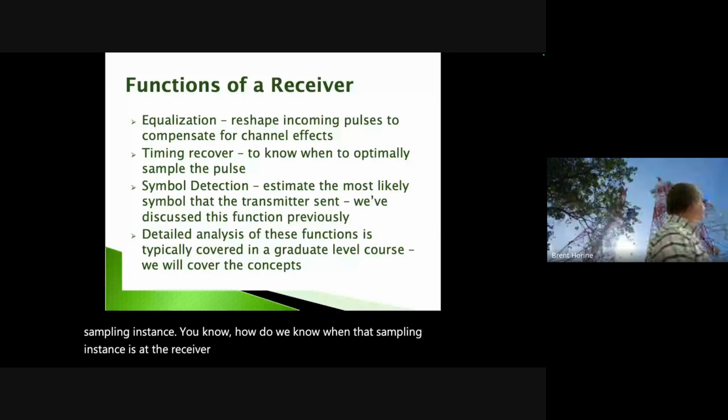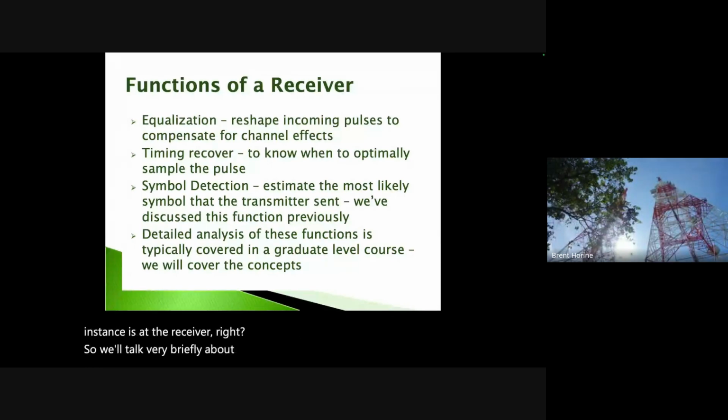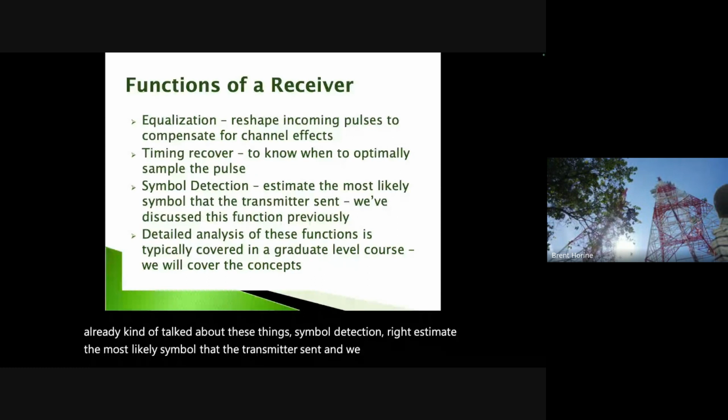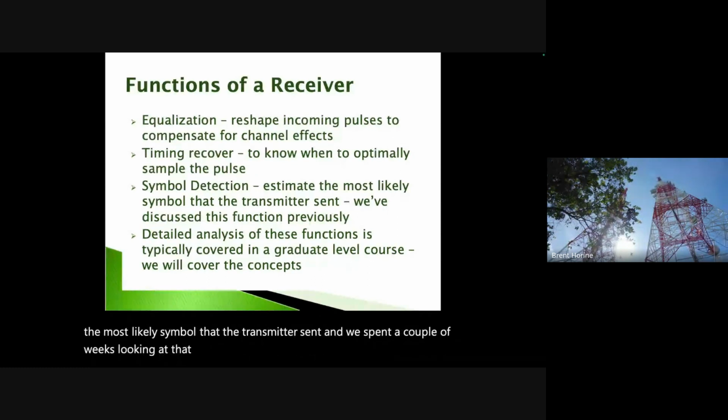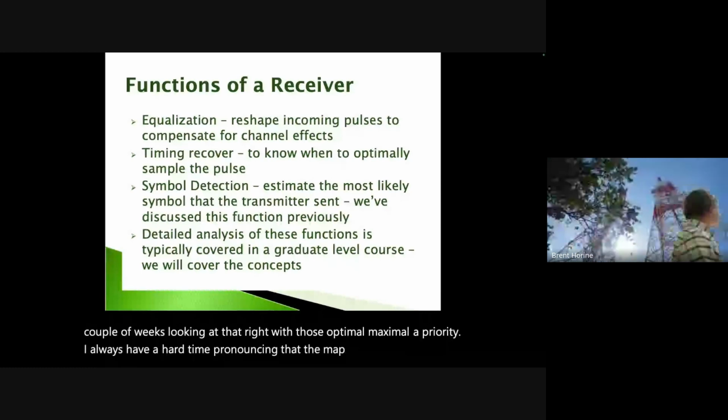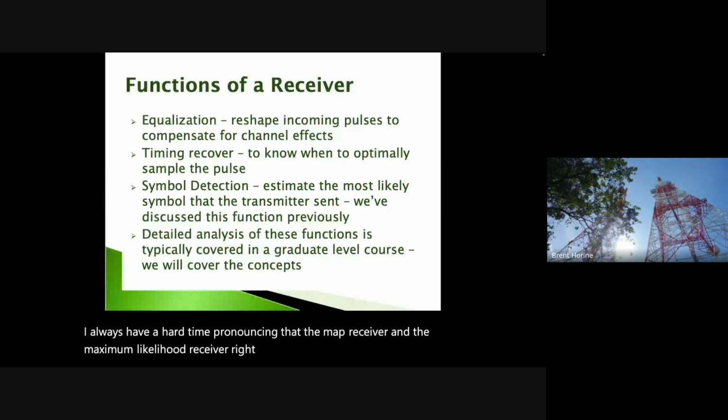So we'll talk very briefly about that. We've already talked about symbol detection: estimate the most likely symbol the transmitter sent, and we spent a couple of weeks looking at that, with those optimal maximum a priori, I always have a hard time pronouncing that, the MAP receiver and the maximum likelihood receiver.